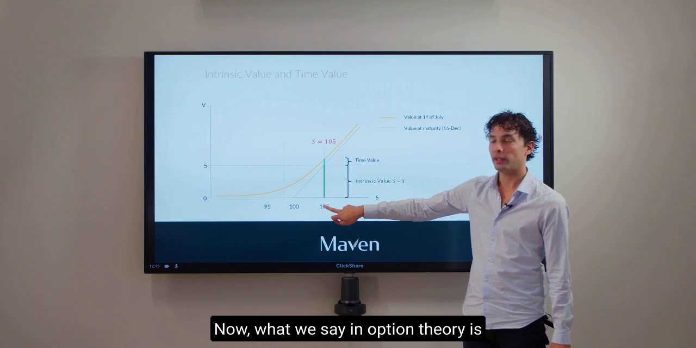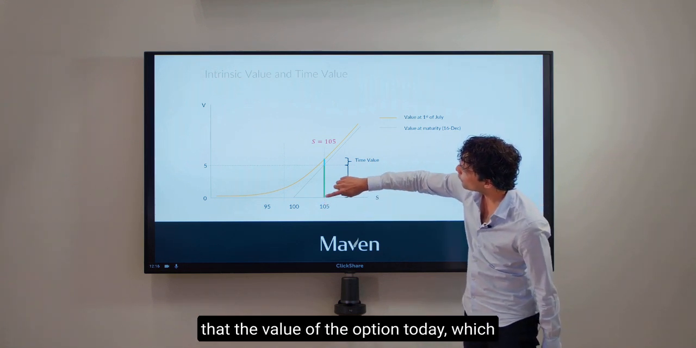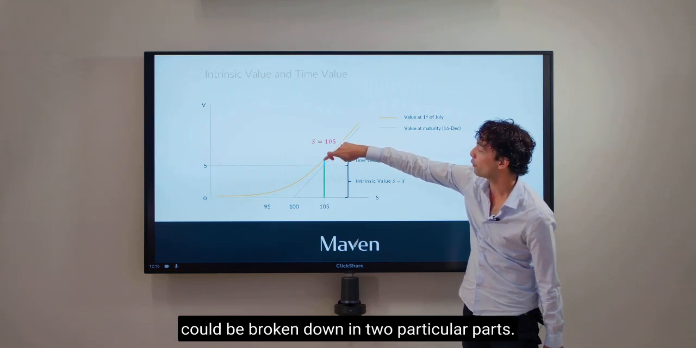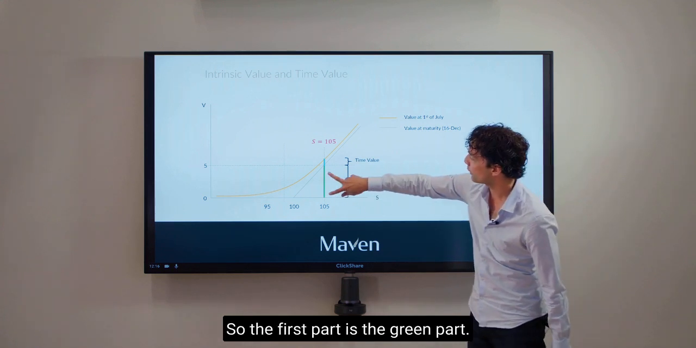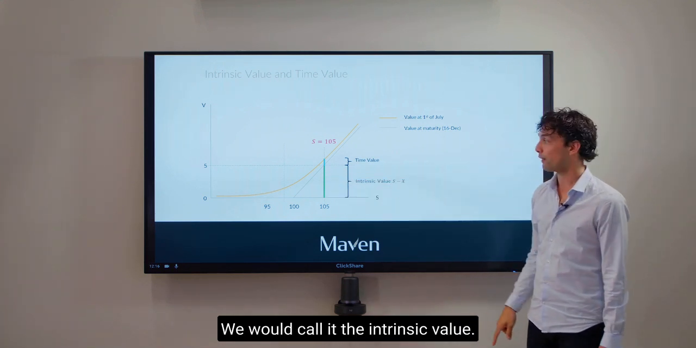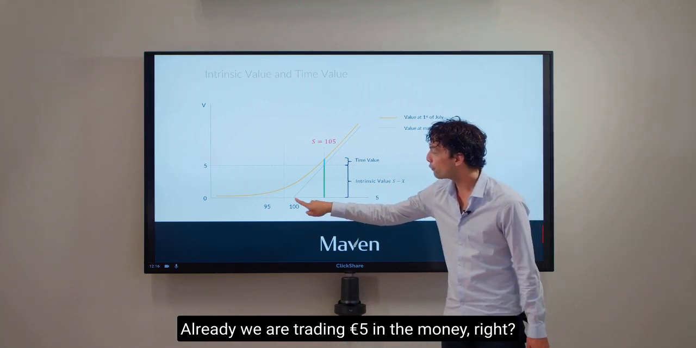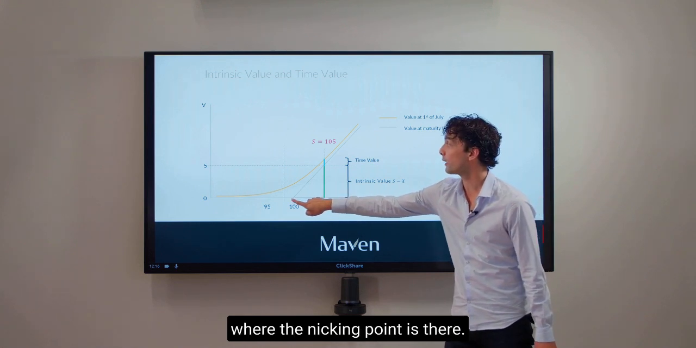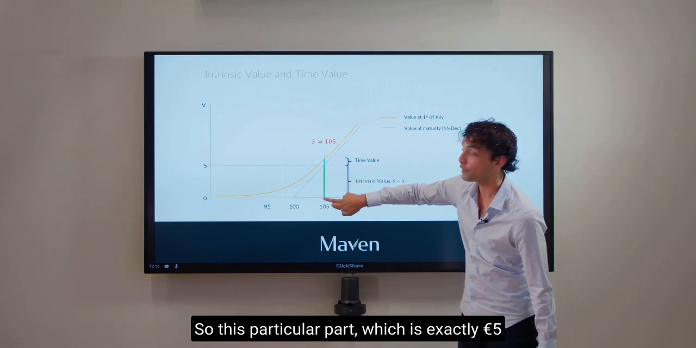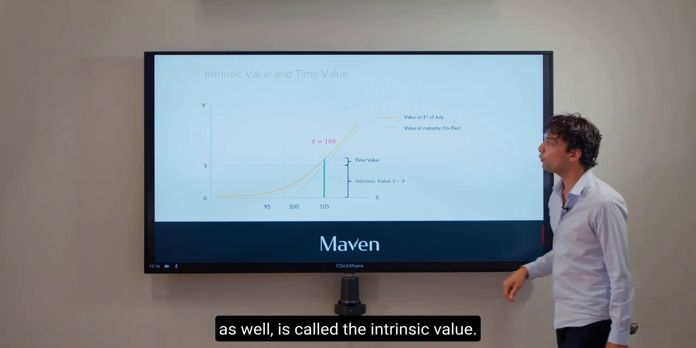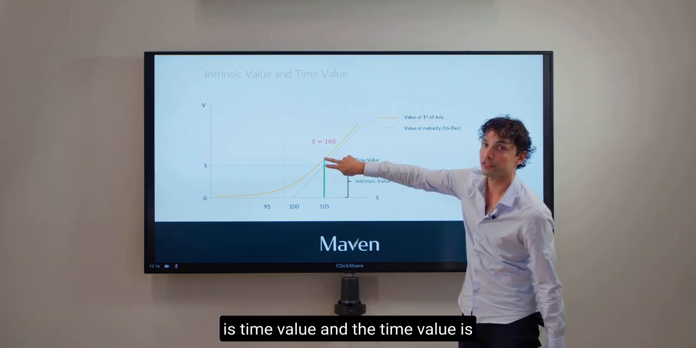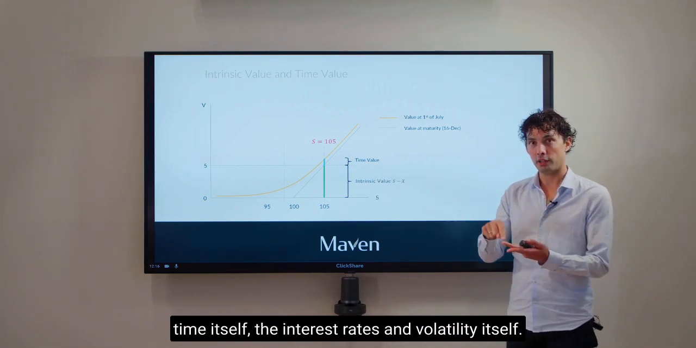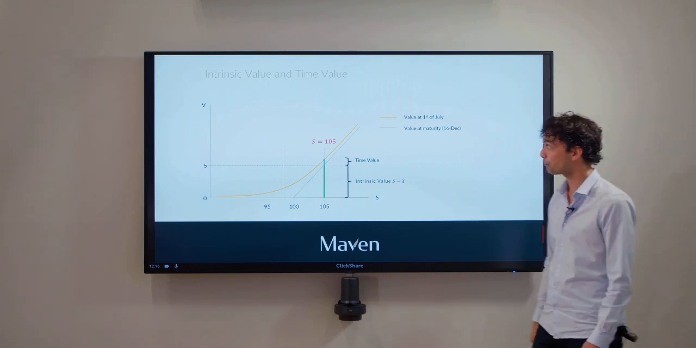Now, what we say in option theory is that the value of the option today, which is really this point here, the yellow part, could be broken down in two particular parts. The first part is the green part. We would call it the intrinsic value. Already, we are trading €5 in the money, right? We're already €5 away from where the striking point is there. So this particular part, which is exactly €5 as well, is called the intrinsic value. And the remaining part, the blue line there, is time value. The time value is really the part that depends on the time itself, the interest rates, and volatility itself.